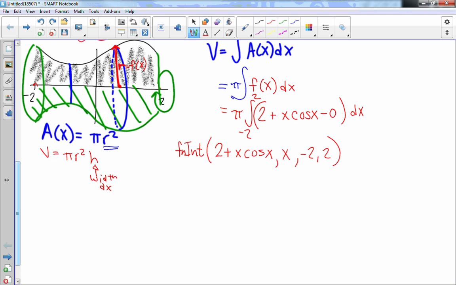x. Make sure you close these parentheses, comma x, comma -2, comma 2. Oh, you're right. The radius doesn't need to be squared. Good catch. This radius needs to be squared. Thank you. The whole function should be squared. Radius should be squared button. There we go.